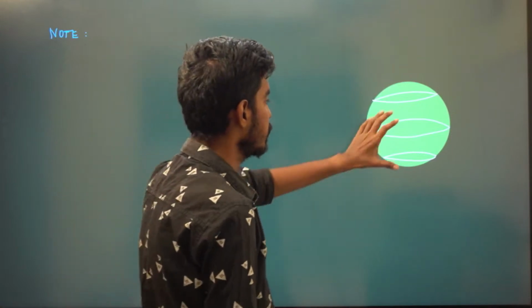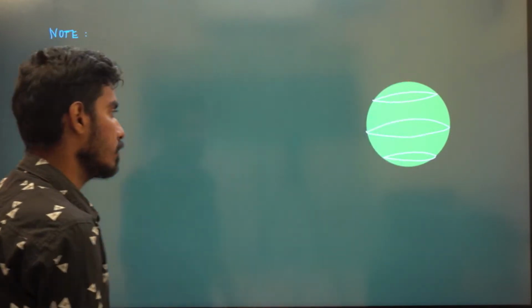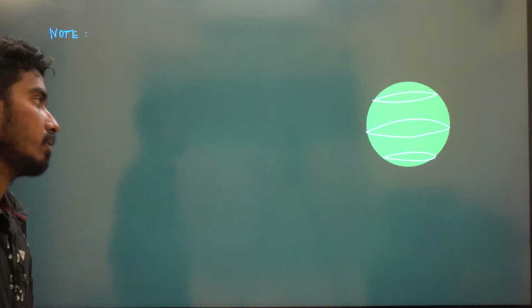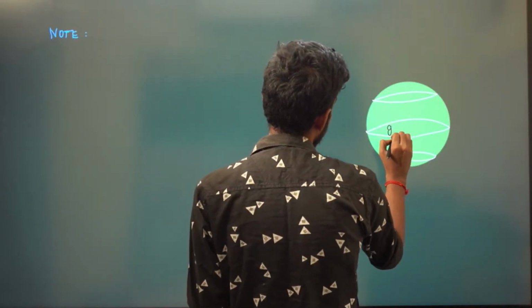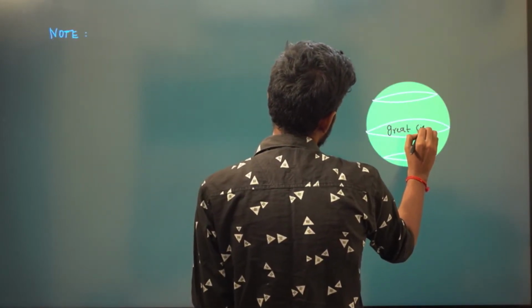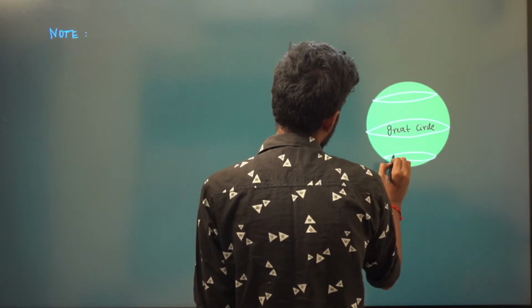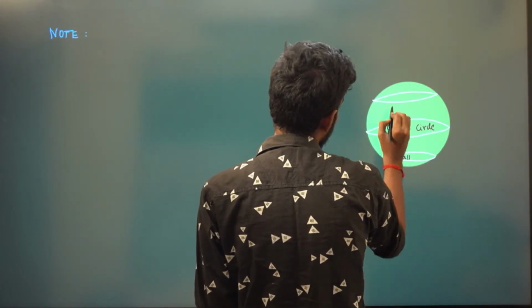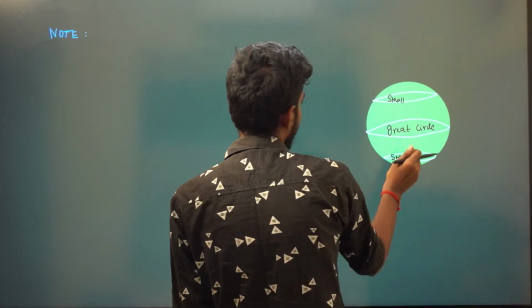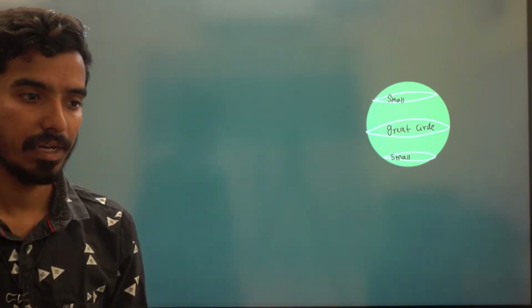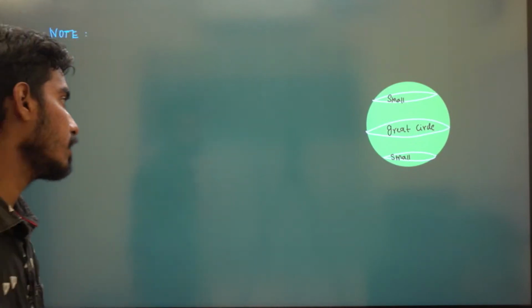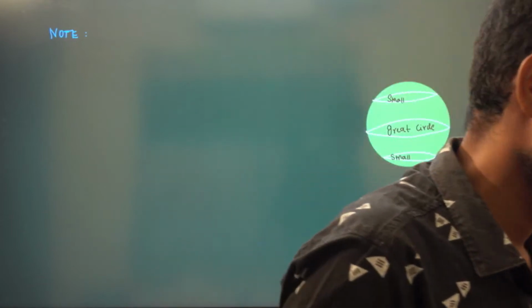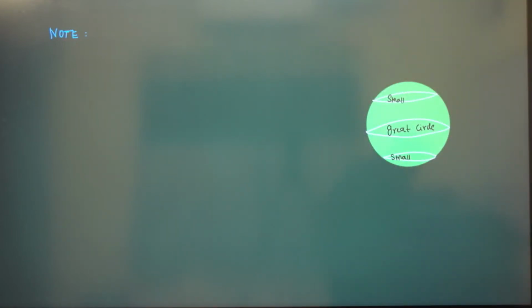So inside this, a circle with the greatest diameter. That means a circle whose radius is the same as the radius of the sphere. This is called a great circle. And these two are called small circles, but we don't know this concept at this moment. There will be two small circles, but there will be only one great circle. So a circle with the greatest diameter inside the sphere, right? This is called a great circle.